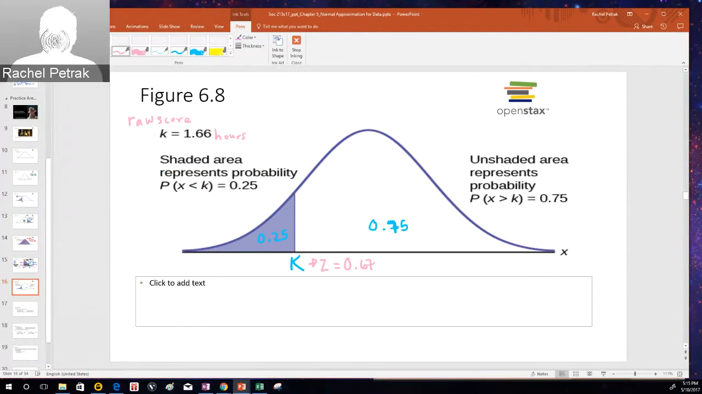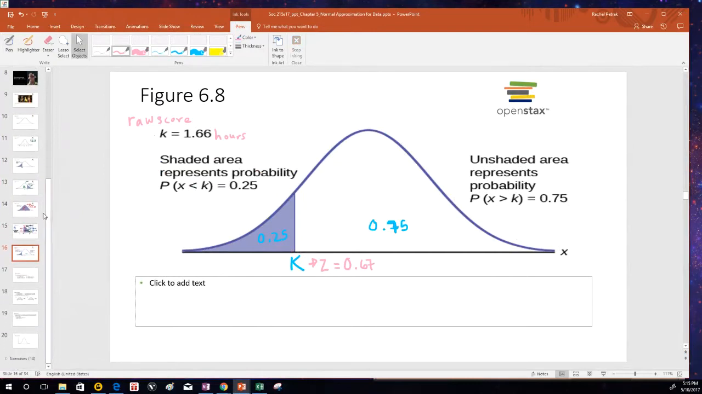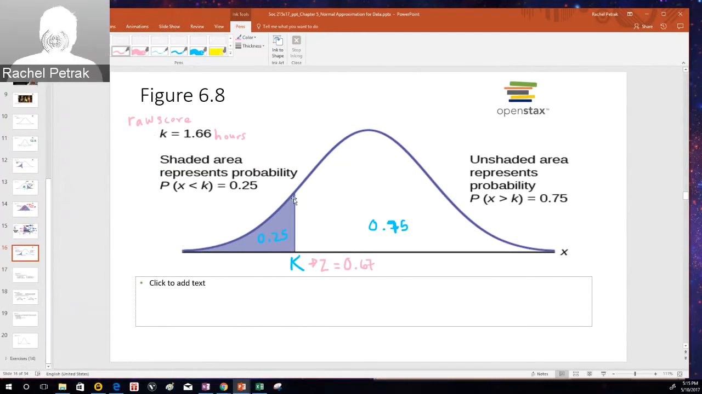So isn't that handy? And this is an important application to remember. It's really important to remember these various ways you can use the distribution to find scores or proportions. Okay.